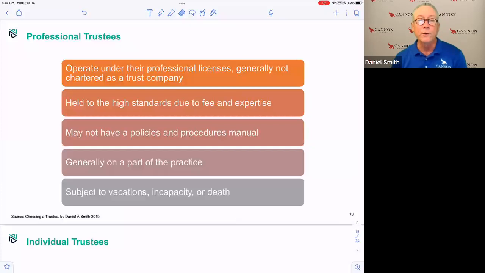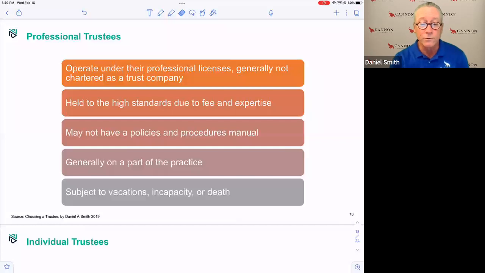Contrast that to a professional trustee, where you're operating under your professional license, generally not chartered as a trust company. There are a few places in the country, usually the old port cities, where there are some law firms that also have trust companies associated with them. They usually can't be in the same company, but they are kind of in the same company. But for the most part, people who are operating in that role are just operating under their professional licenses, not chartered as a trust company, and therefore not subject to the outside auditing and those kinds of things. Usually they would only be held to task if somebody was complaining about something.